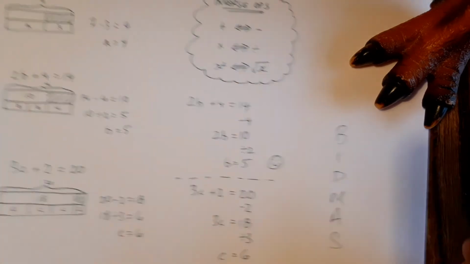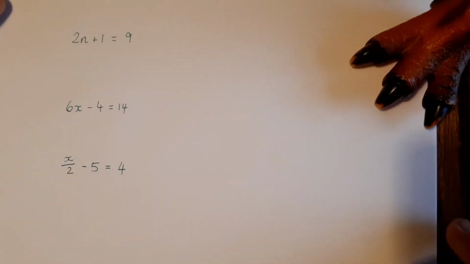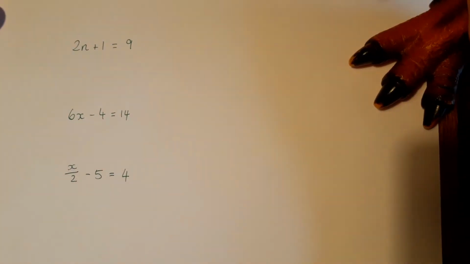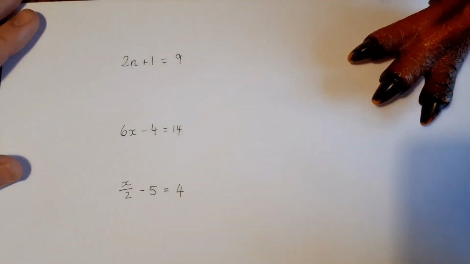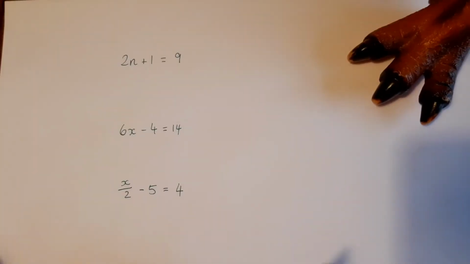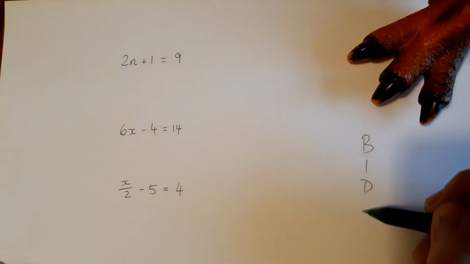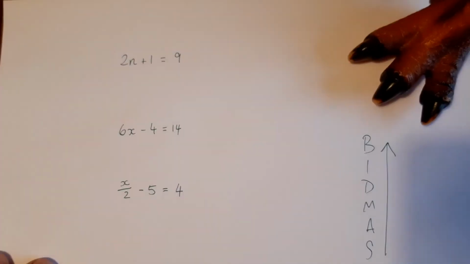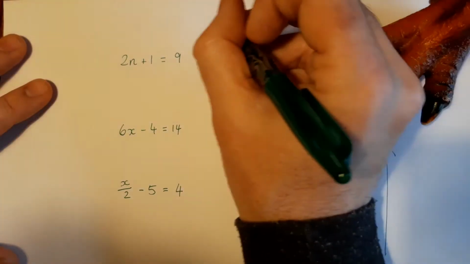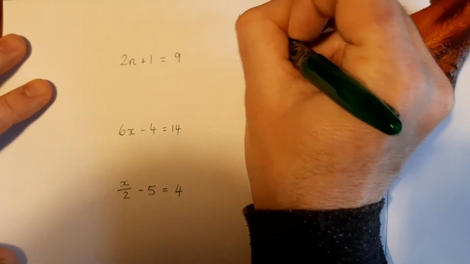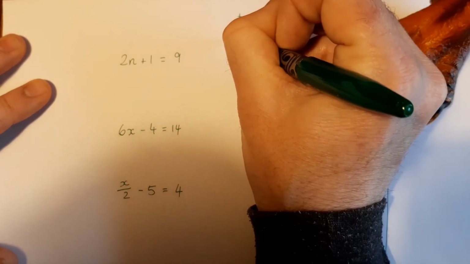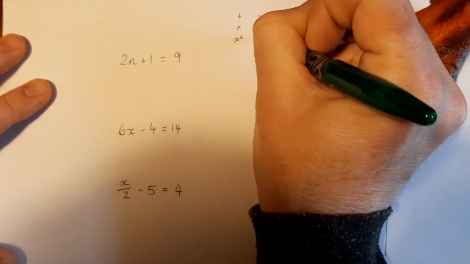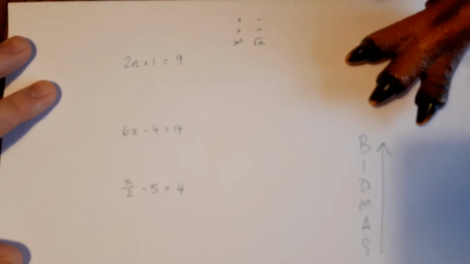Let's kick that along and try reversing on these little numbers here: 2n plus 1 equals 9. I'm not going to draw the bar model. I'm just going to start by reversing everything. I might put my BIDMAS here and know that when I'm solving, I'm doing it backwards. I might put some inverse operations nearby: plus, take, times, divide, square root. That's pretty much all the ones I need to worry about.